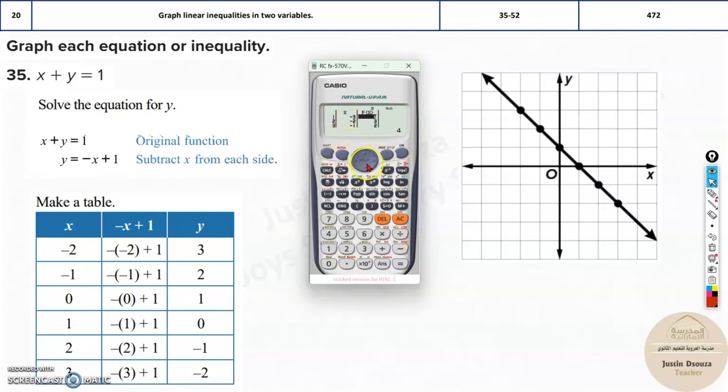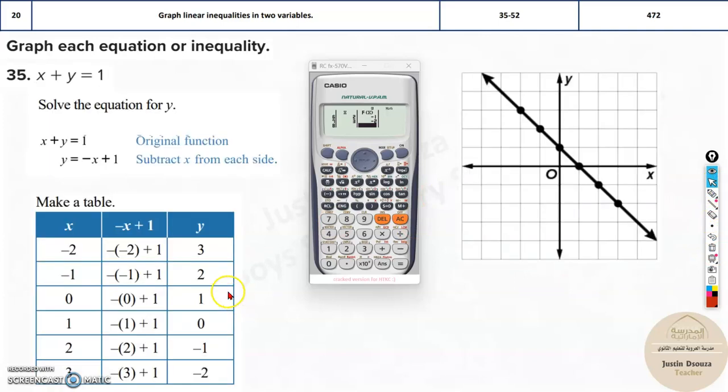Negative 3 is 4, negative 2 is 3, then 2, 1. You can see all the answers match, so you can easily get the table from the calculator. Now you know how to plot. X is minus 2 and y is 3. This is the point minus 2, 3. Same way, minus 1, 2, then 0, 1. Plot all these points and draw the straight line. That is how we can easily graph.